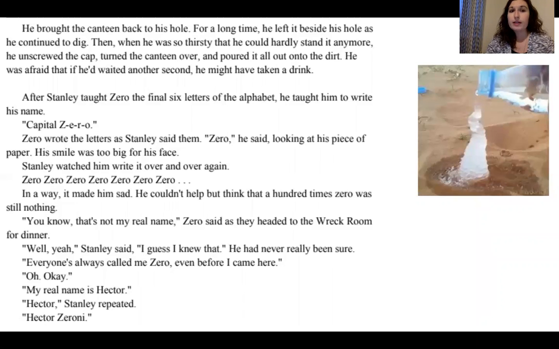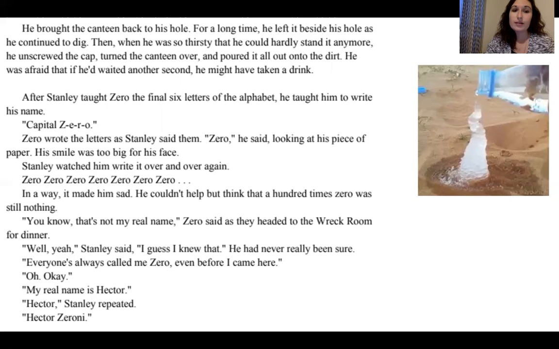After Stanley taught Zero the final 6 letters of the alphabet, he taught him to read his name, how to write his name. Capital Z E R O. Zero wrote the letters as Stanley said them. "Zero," he said, looking at a piece of paper. His smile was too big for his face. Stanley watched him write it over and over again. Zero, Zero, Zero, Zero, Zero, Zero, Zero. In a way, it made him sad. He couldn't help but think that 100 times 0 was still nothing.